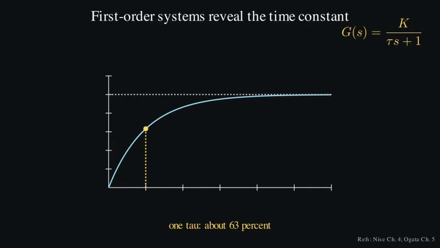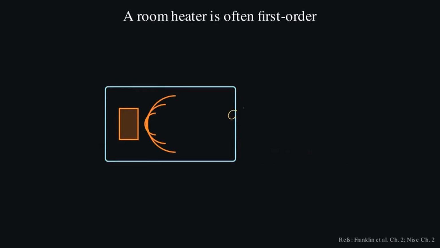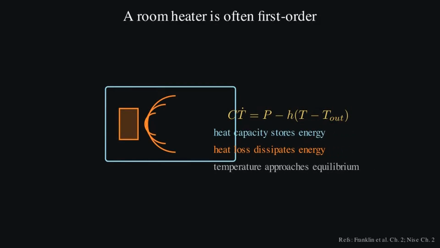A first-order system has one pole and one dominant timescale. Its standard form is K over tau s plus 1. The gain K tells the final change, and tau is the time constant. After 1 tau, a step response has reached about 63% of the way. After 4 or 5 tau, it is practically settled.